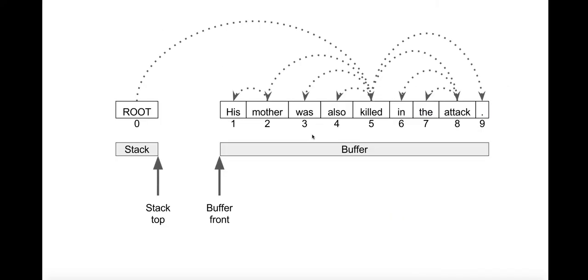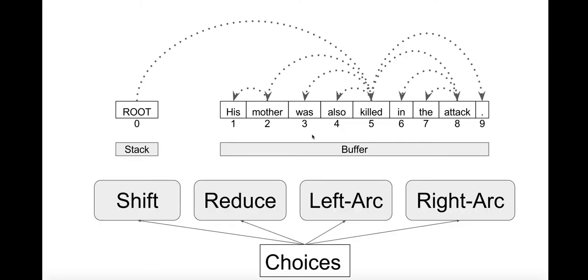So let's say we have a sentence: his mother was also killed in the attack. We have all the tokens. The initial configuration is when we have all the tokens in the buffer and just the root in the stack. Note that stack top and buffer front are what we are going to refer to as the top of the stack and front of the buffer. At each configuration, we get 4 choices: shift, reduce, left arc or right arc. We are not looking at the labels on each arc, but they are trivial to extract.